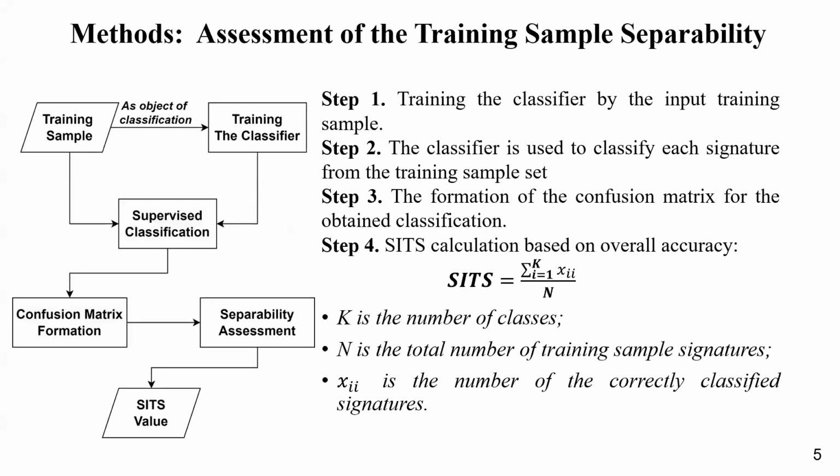On this slide, the algorithm of assessment of the training sample separability is presented. On the left side, you can see the flow chart of the algorithm. This algorithm contains 4 steps. Step number 1, training the classifier by the input training sample. Step number 2, the classifier is used to classify each signature from the training sample set. And step number 3 is the formation of the confusion matrix for the obtained classification. And the last step implies calculation of the separability index based on overall accuracy. Also, you can see the simple formula of the calculation of this index.